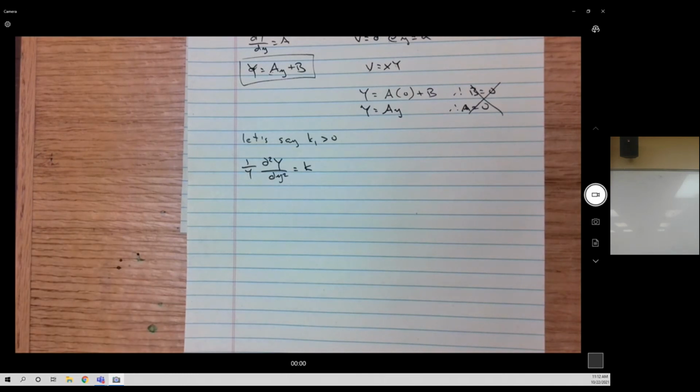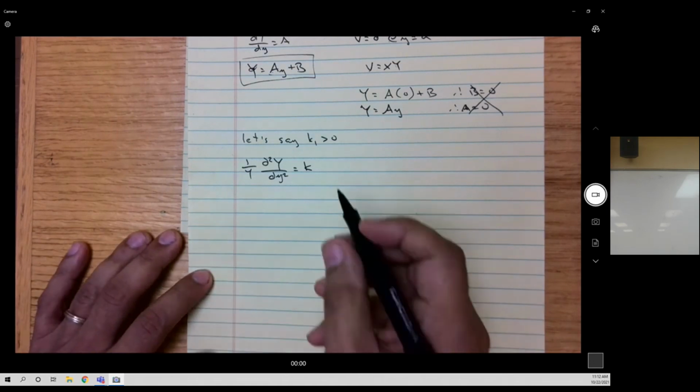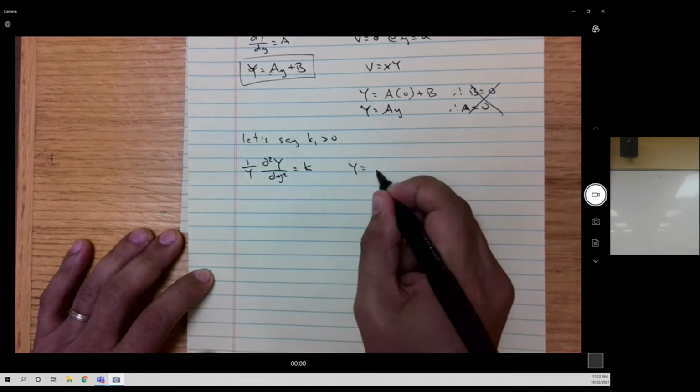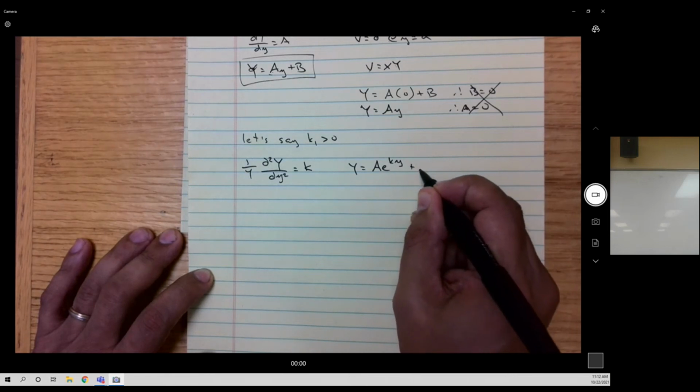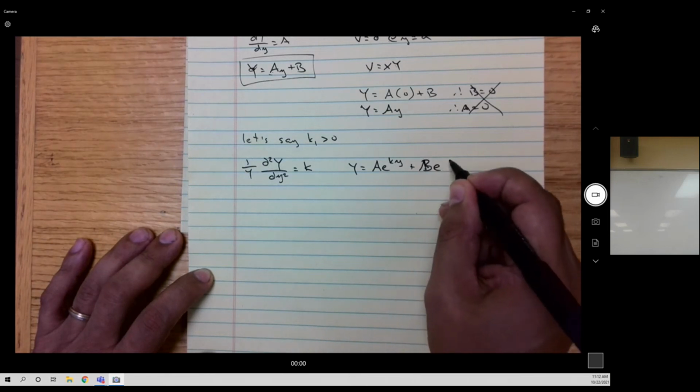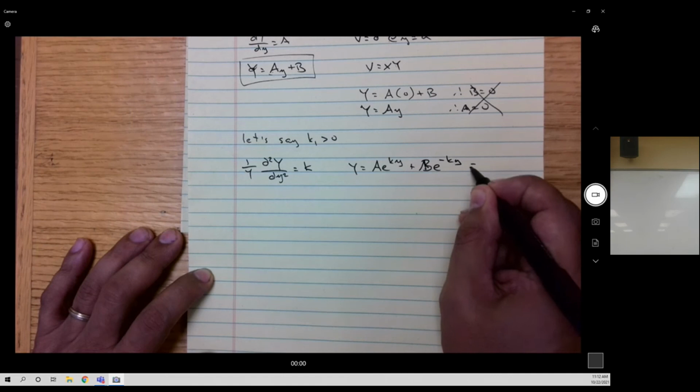It has a specific solution. And I know that this one, and I need to double check, is going to have A e to the K y plus B e to the minus K y. Yeah.